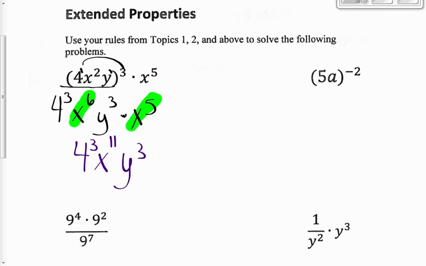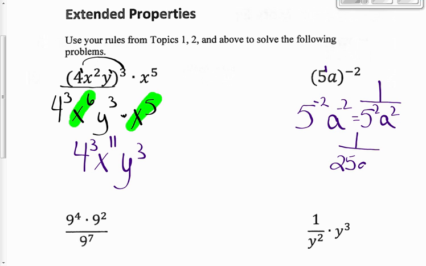Over here, we're going to have 5 to the negative 2, a to the negative 2, but we don't like negative exponents. Remember, we put those underneath 1. We do the opposite, the inverse. 5 squared, a squared. You could also write this as 125 over a squared. Either one is good for now.